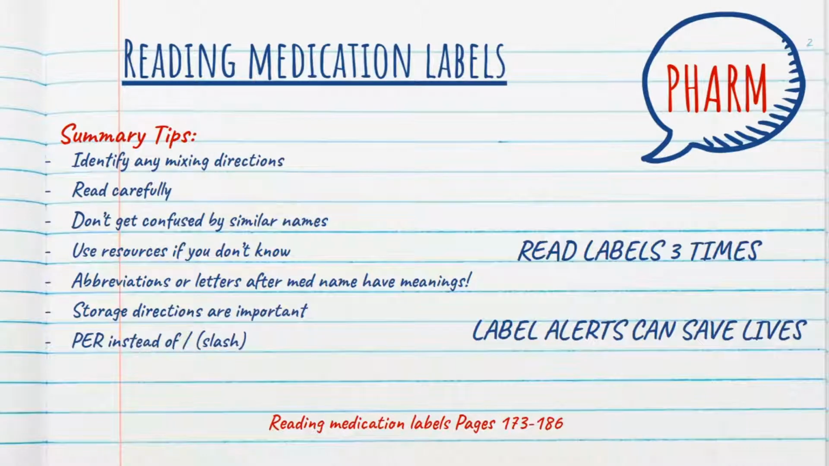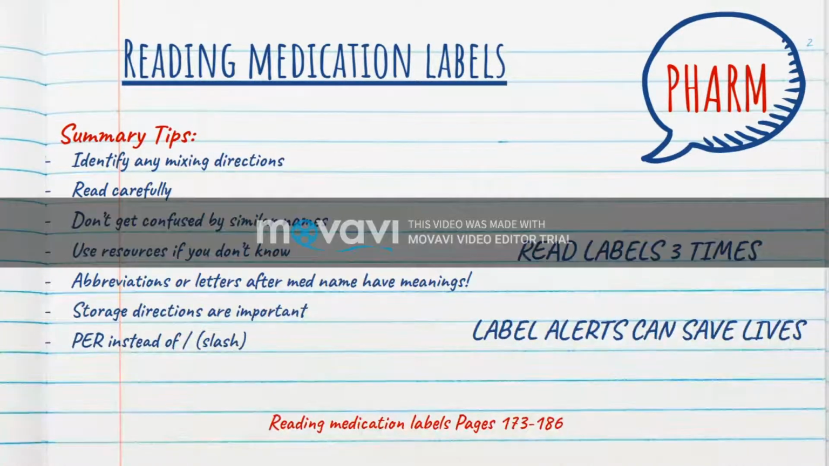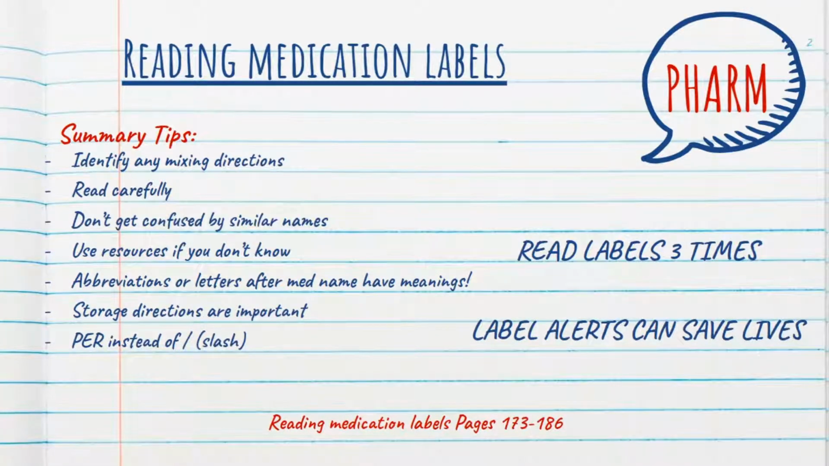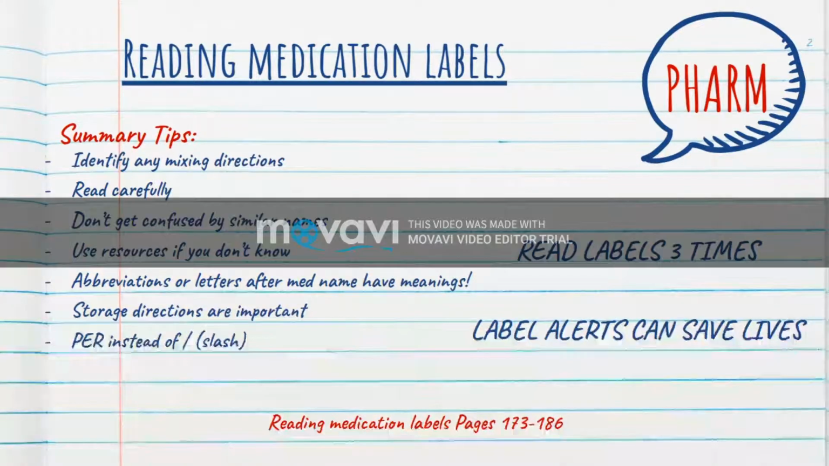This part of the math packet is just a review. It's reading medication labels, pages 173 to 186. I'm going to apologize now because they're all out of order. These sections came from several different books and I did not put them in order before I handed them out, and I'm sorry. So pages 173 to 186 are in order. You just have to flip over a couple pages to find the first one.